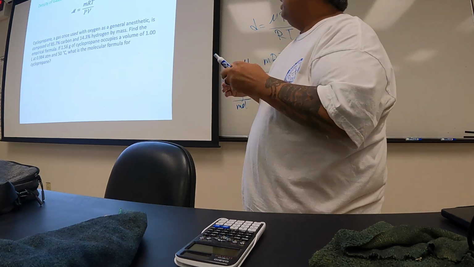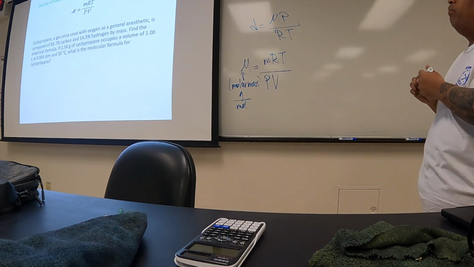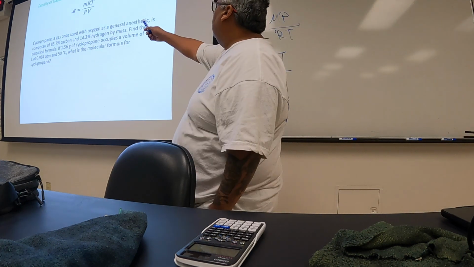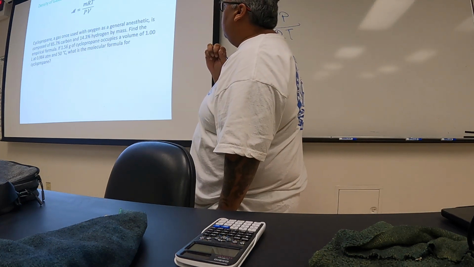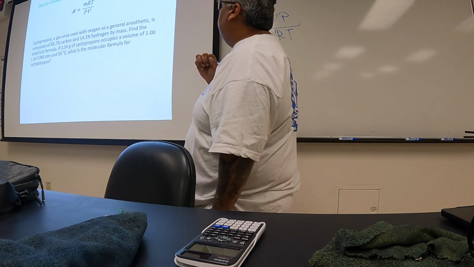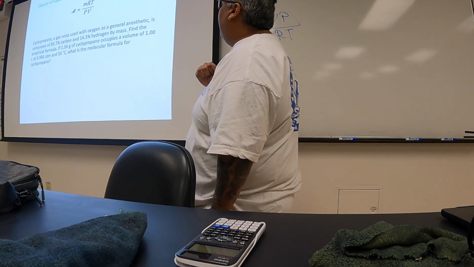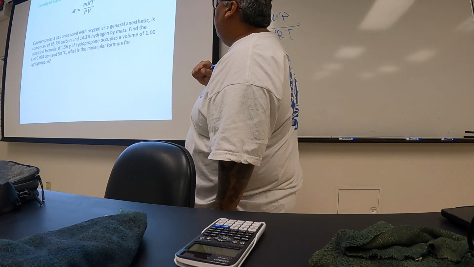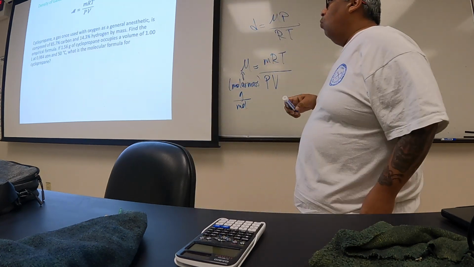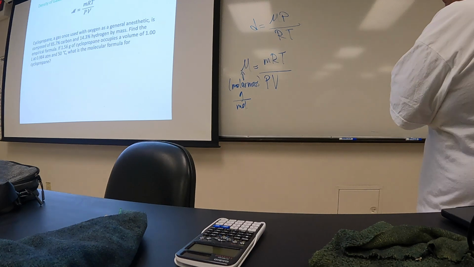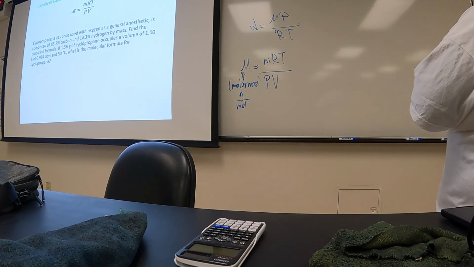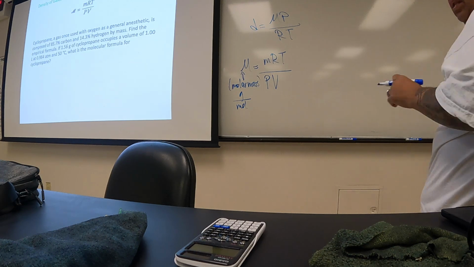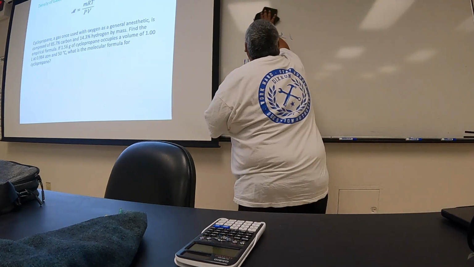So let's see if we can get through this one. Cyclopropane, a gas once used with oxygen as a general anesthetic, is composed of 85.7% carbon and 14.3% hydrogen by mass. Find the empirical formula. 1.56 grams of cyclopropane per oxygen. What is the molecular formula for this? All right. Wow, that's a lot of information there. Okay, let's get through this one. So we don't need this here.